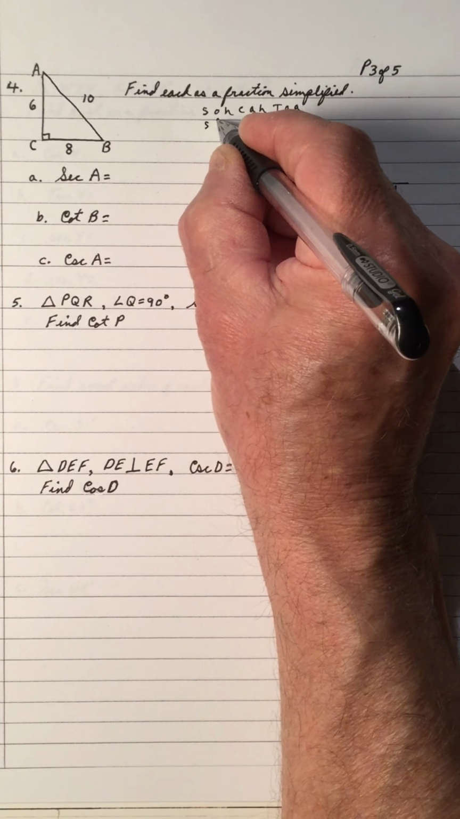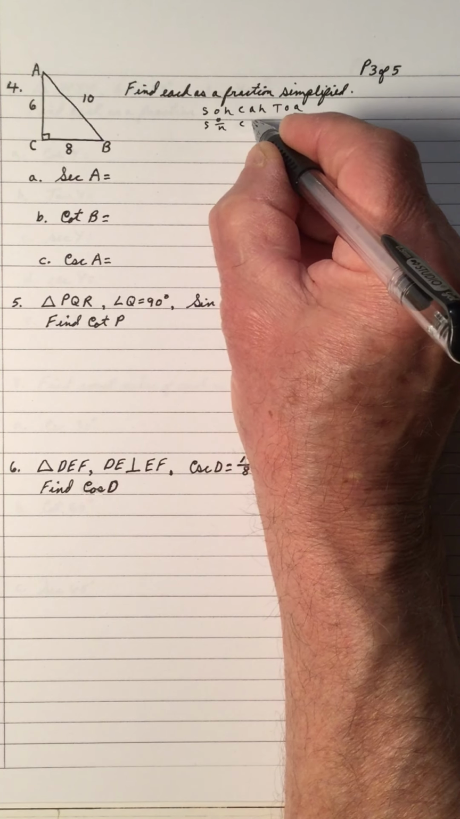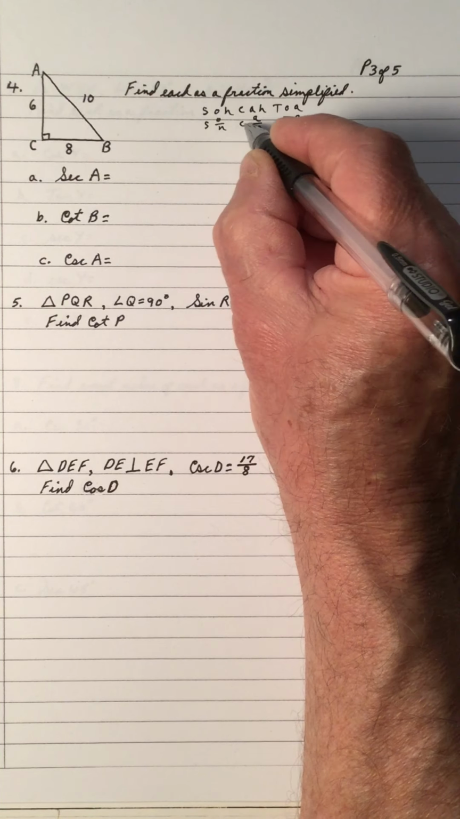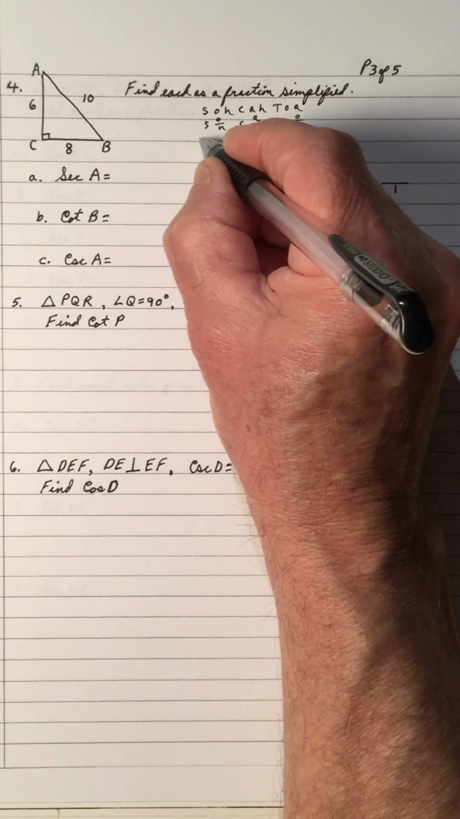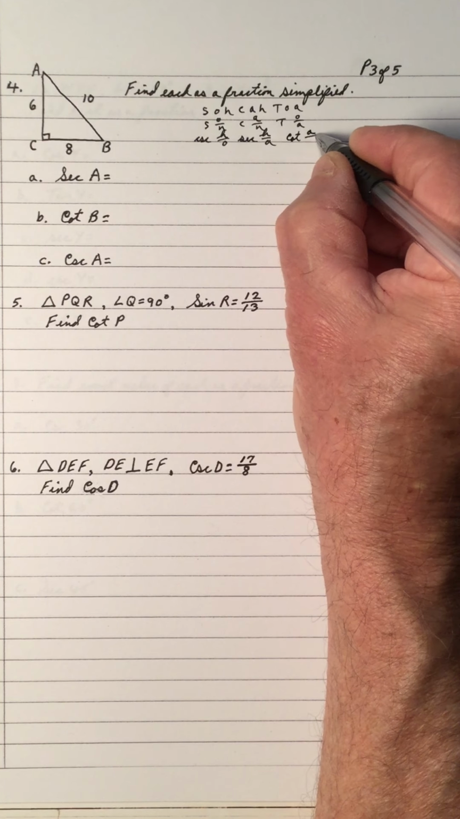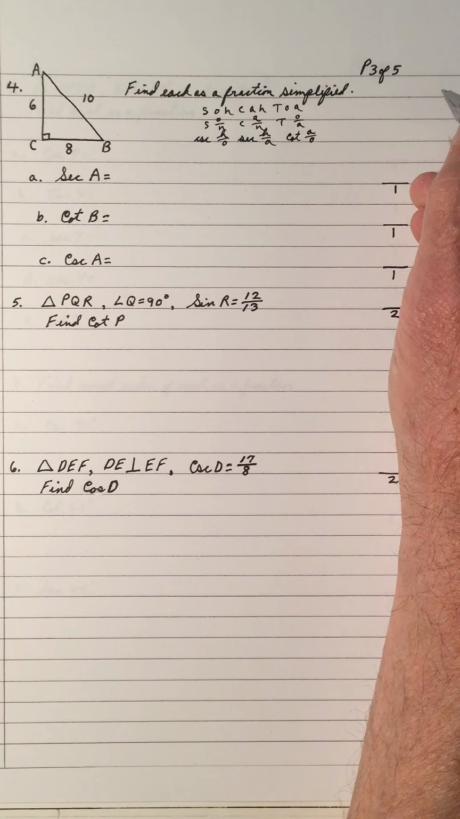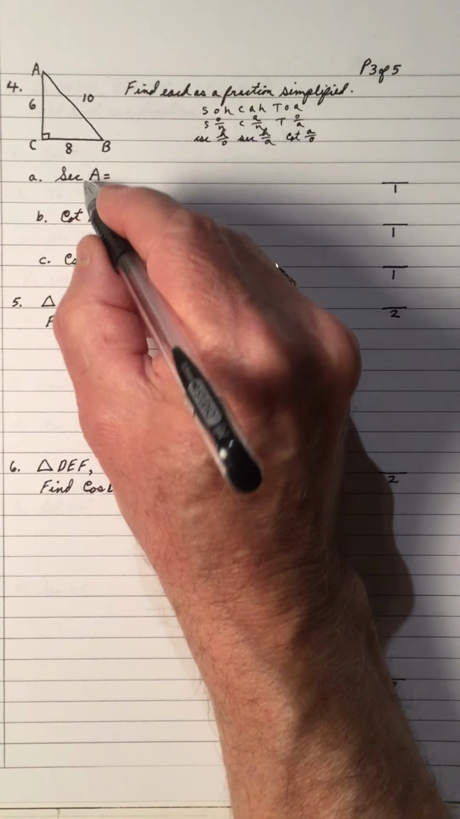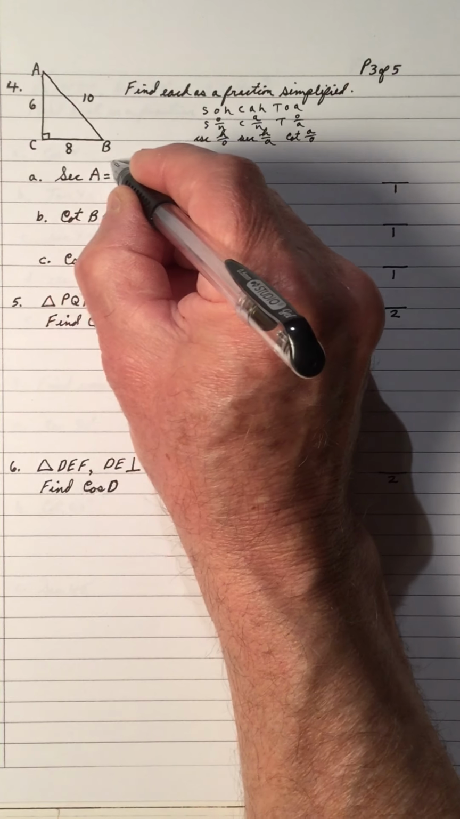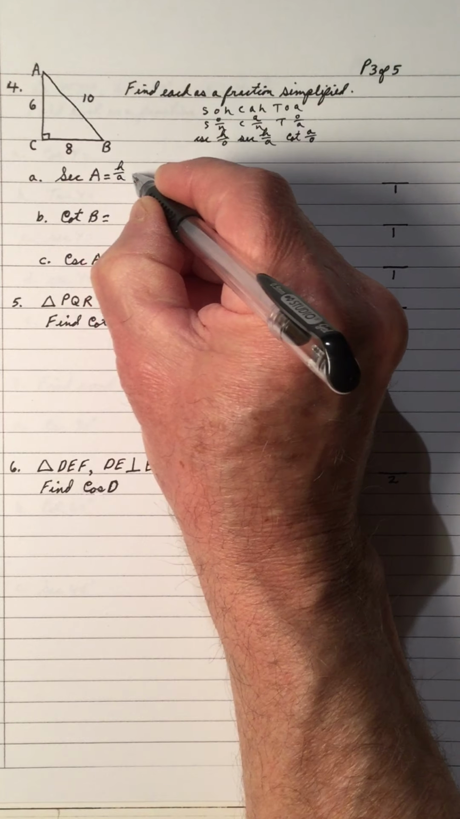And sine is opposite over hypotenuse. Cos is adjacent over hypotenuse, and tan is opposite over adjacent. And the reciprocal: sine is S, so I need a C, so it's H over O. Cos, I have a C, so I need an S, so it's H over A. And tan is cot, C-O-T, so it's A over O. And since I have all the numbers, secant is hypotenuse over adjacent.